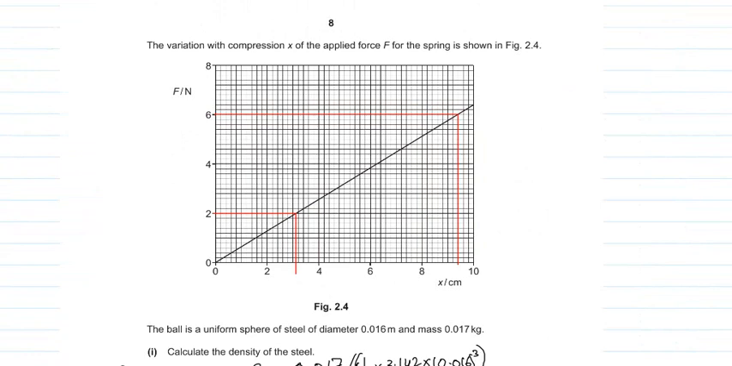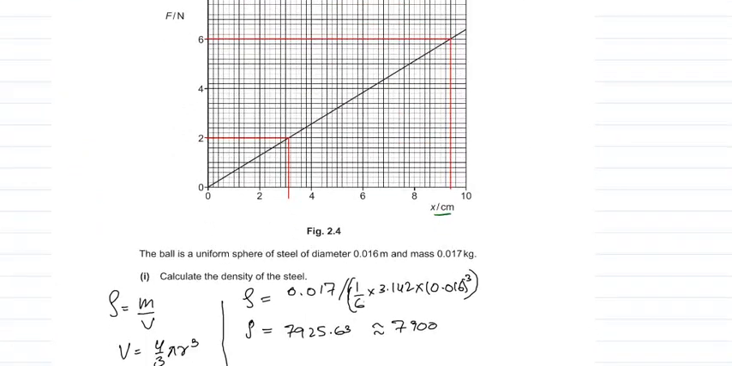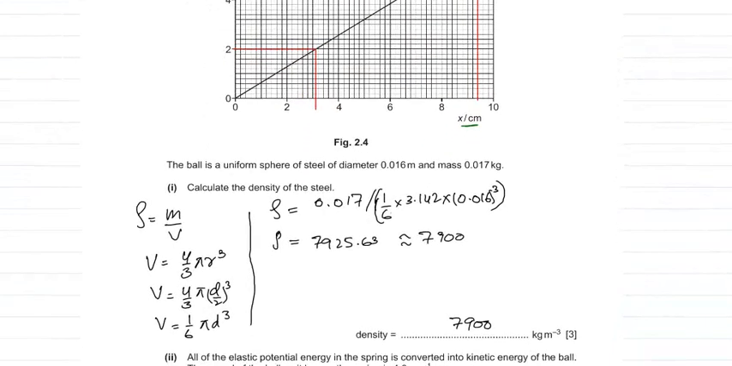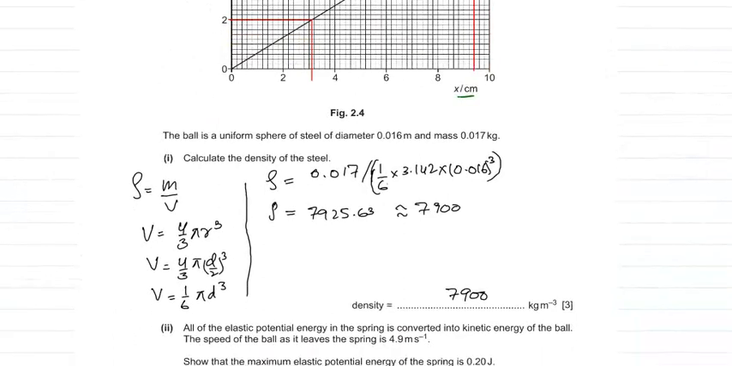Sometimes we may make mistakes by not considering this. A silly mistake, as we can see. The ball is a uniform sphere of steel, the diameter is 0.016 meter and the mass is 0.017 kilogram. Calculate the density of the steel.